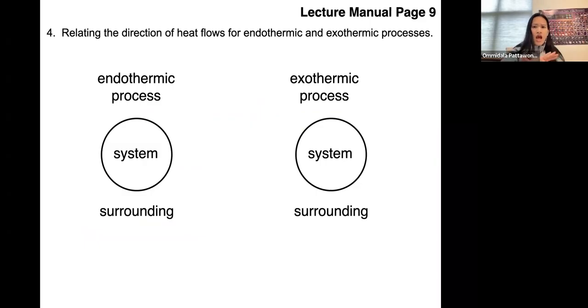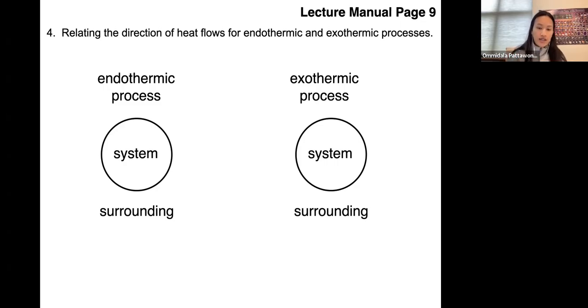Now let's take a look at more pictures of this. Again, if you have a system, everything else would be the surrounding. Together, these two are considered to be the universe. Now tie this back to the endothermic process that we mentioned in the previous video, and also the exothermic process, and how we demonstrate this in terms of heat flow.